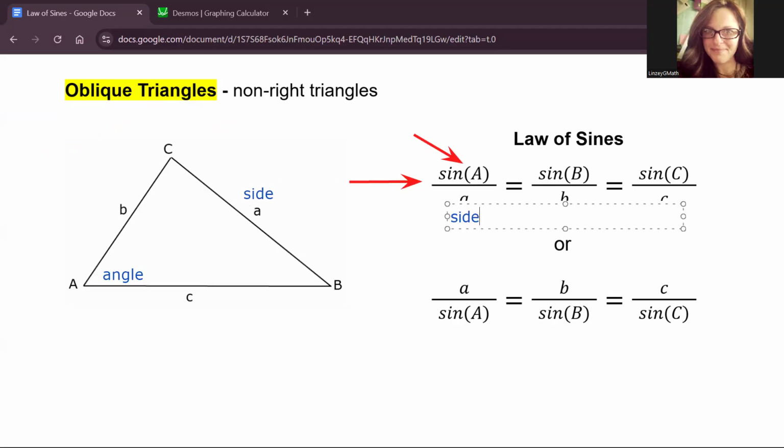We use lowercase letters for the side and capital letters for the angles. Sine of angle B over side B is equal to sine of angle C over side C. Or you can put the sides on the top and then sine of the angle on the bottom. Let's do two examples.